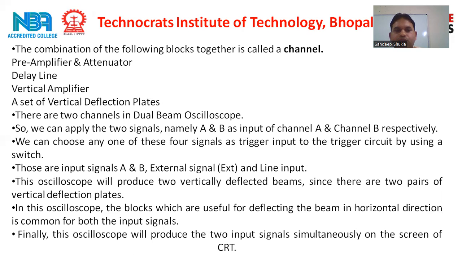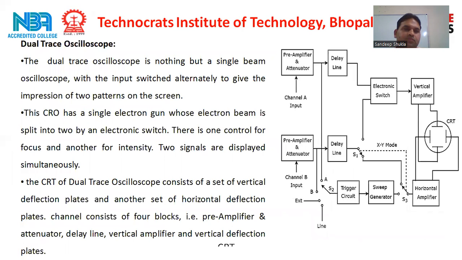Since there are two pairs of vertical deflection plates in this oscilloscope, the blocks which are useful for deflecting the beam in the horizontal direction are common for both the input signals. Finally, this oscilloscope will produce the two input signals simultaneously on the screen of the CRT.